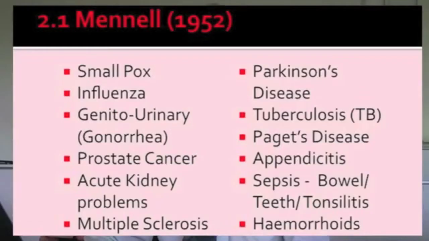Section 2, historical perspective. When we look historically at red flags, the lists of red flags have changed over time. If we look back at the early work of Malignant from 1952, we see all sorts of conditions that we wouldn't necessarily recognise today. So we've got things like smallpox, influenza, gonorrhea, prostate cancer, acute kidney problems, multiple sclerosis, Parkinson's disease, TB, Paget's disease, appendicitis, sepsis, and bowel or teeth from tonsillitis, and even hemorrhoids.